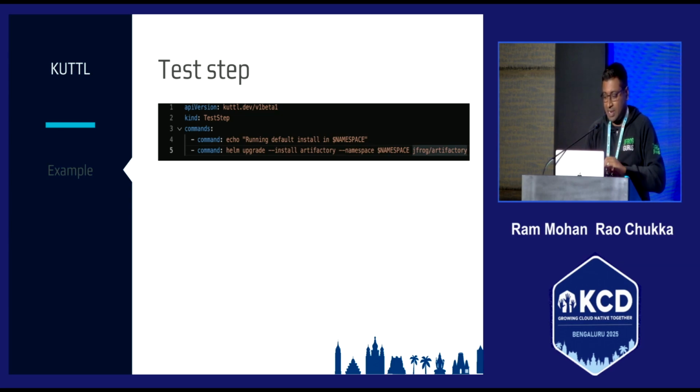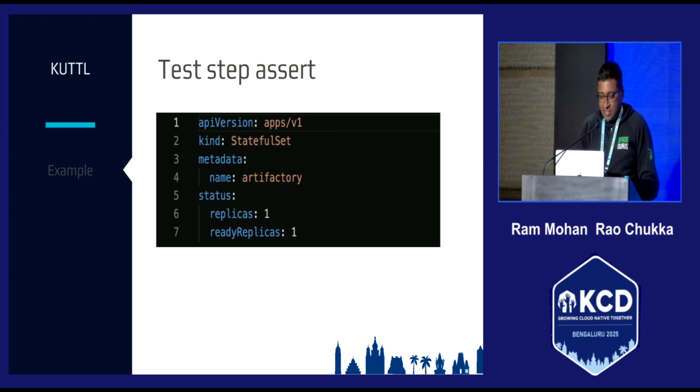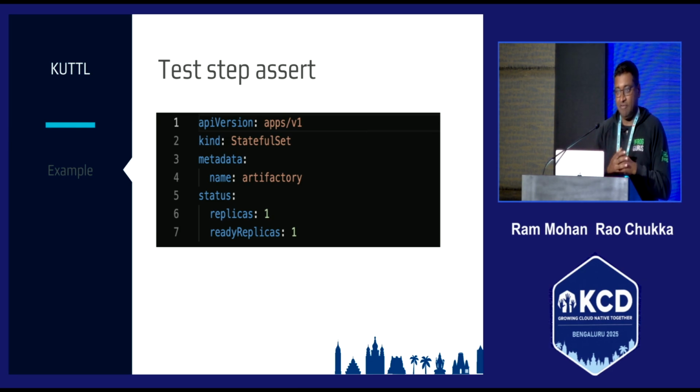So I'm running a simple Artifactory install kind of a thing. More importantly, once you install, as part of the test step, you want to do an assertion, okay? Kuttl does a declarative assertion of what it actually builds on. Say, for example, you want to test an API that you have recently developed, a REST API. As part of the test step, you can invoke that, start the application, and do a curl call, or an API call. Then in the assertion step, you can get the curl response and see whether it matches the expected response or not, okay?